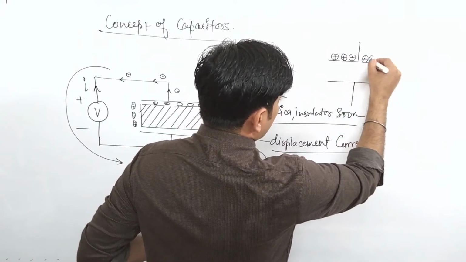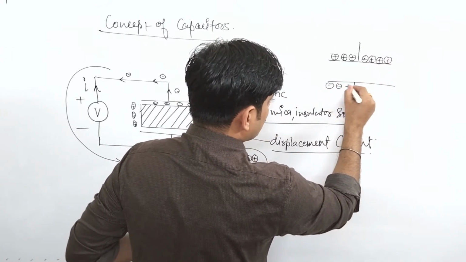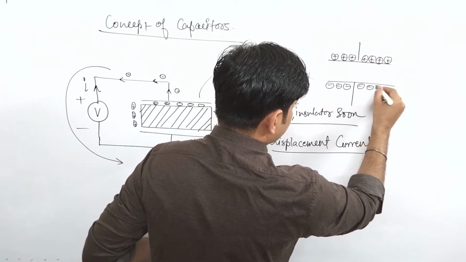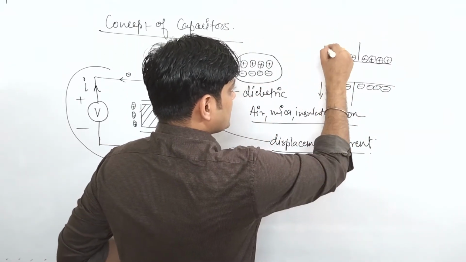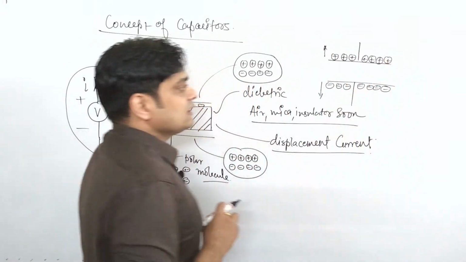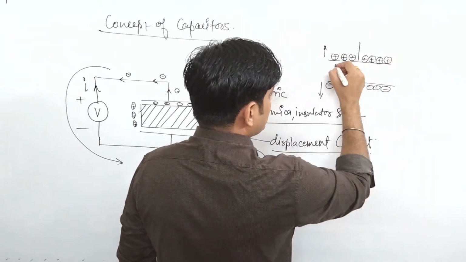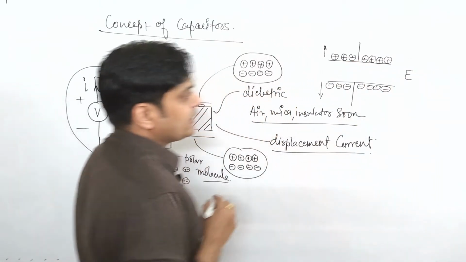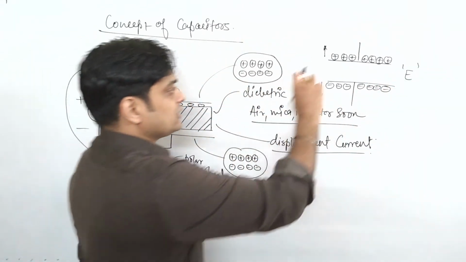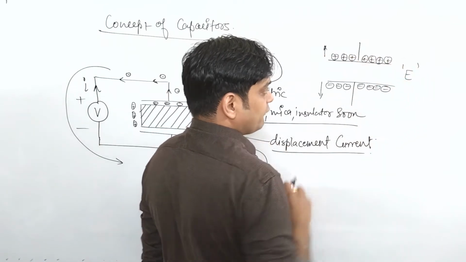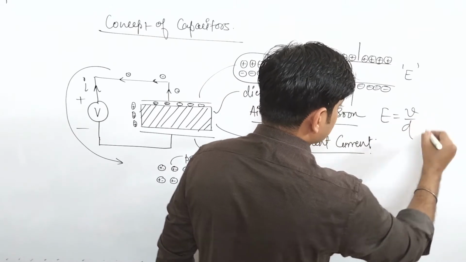Okay, more positive charges will accumulate at this plate, and more negative charges will accumulate on this plate. As this density increases here as well as here, a potential difference is developed between these two plates, and because of this potential difference, an electric field is developed. We call this E, which is V by d.